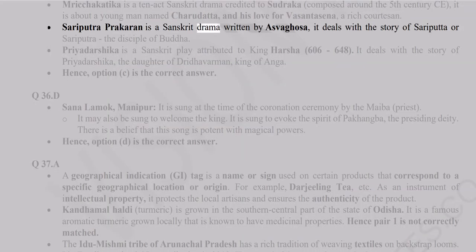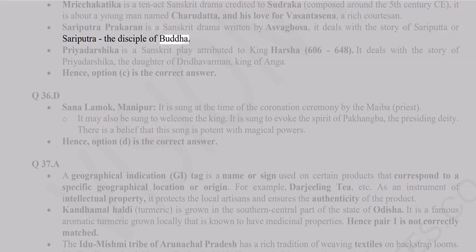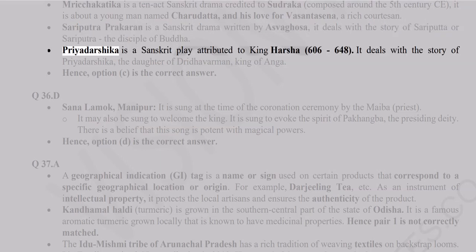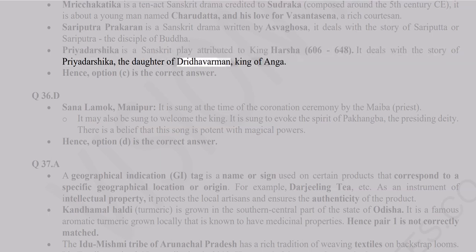Saraputra Prakaran is a Sanskrit drama written by Asvaghosha. It deals with the story of Sariputta, or Saraputra, the disciple of Buddha. Priyadarshika is a Sanskrit play attributed to King Harsha, 606 to 648. It deals with the story of Priyadarshika, the daughter of Dridavarman, king of Anga. Hence, option C is the correct answer.